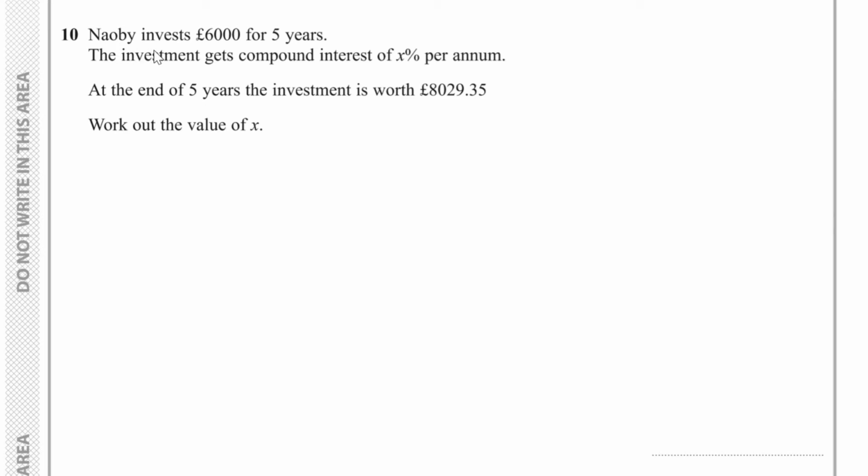Question 10. Niobe invests £6,000 for 5 years. The investment gets compound interest of X% per annum. At the end of 5 years, the investment is worth £8029.35. We have to work out the value of X. So here we've got our original amount, that's 6,000. We then multiply this by 1 plus X over 100, this is our multiplier, and then we will raise this to the power of 5 because we are investing for 5 years, and the final amount we get is 8029.35.